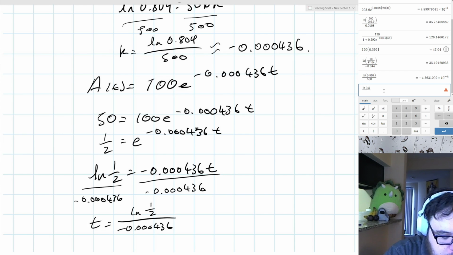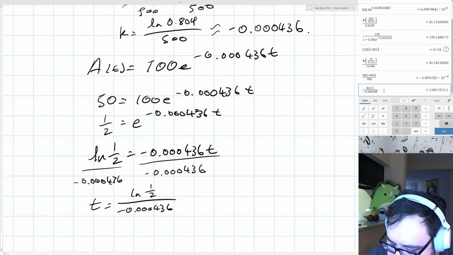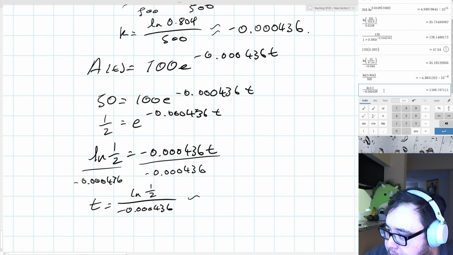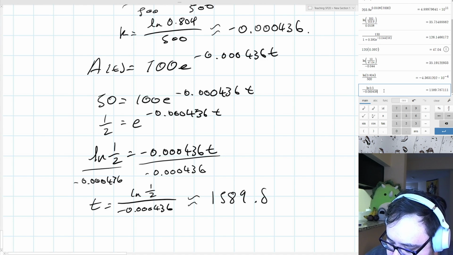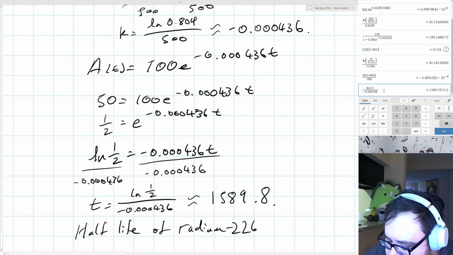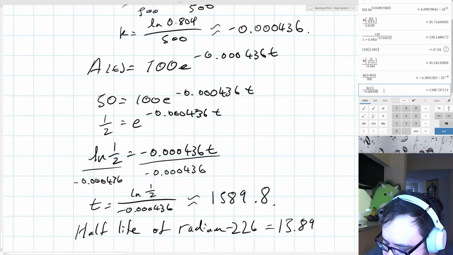ln of 0.5 divided by -0.000436. And that gives our answer of about 1589.8. So the half-life of radium 226 is 1589.8 years.